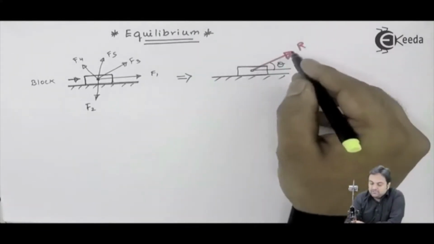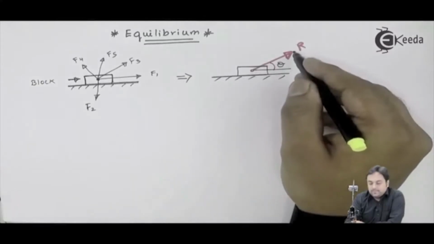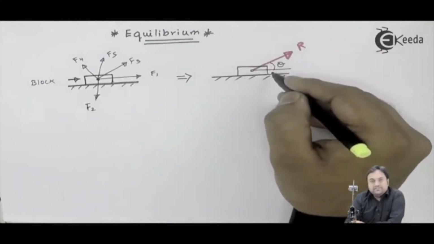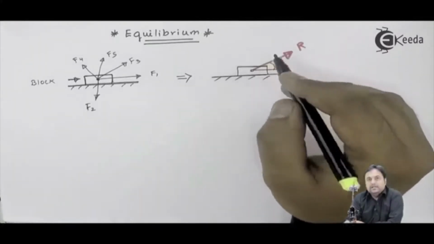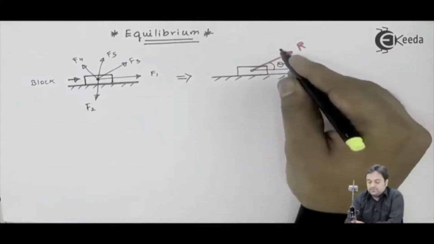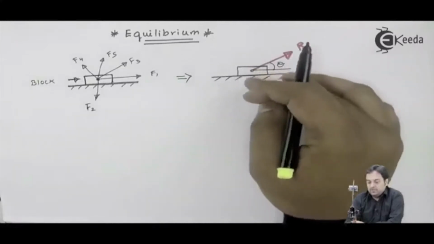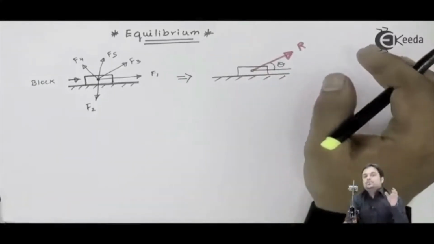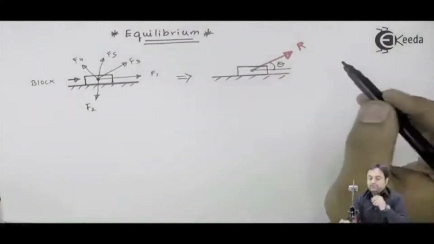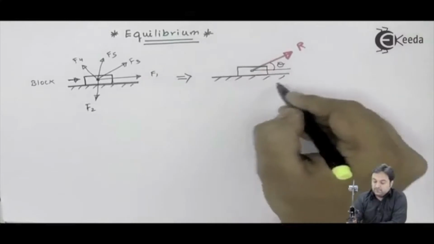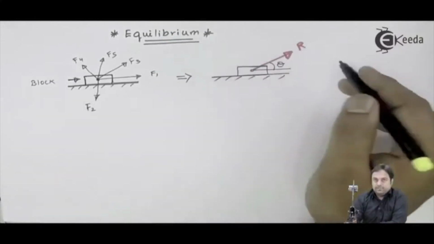Now, because of this resultant, since it is inclined at theta, we would be having two components, one horizontal, one vertical. In other words, because of the components of resultant, this block will not be stable. This block won't remain stable. It will move from its place. Either it can move in the horizontal direction or it can move in the vertical direction.